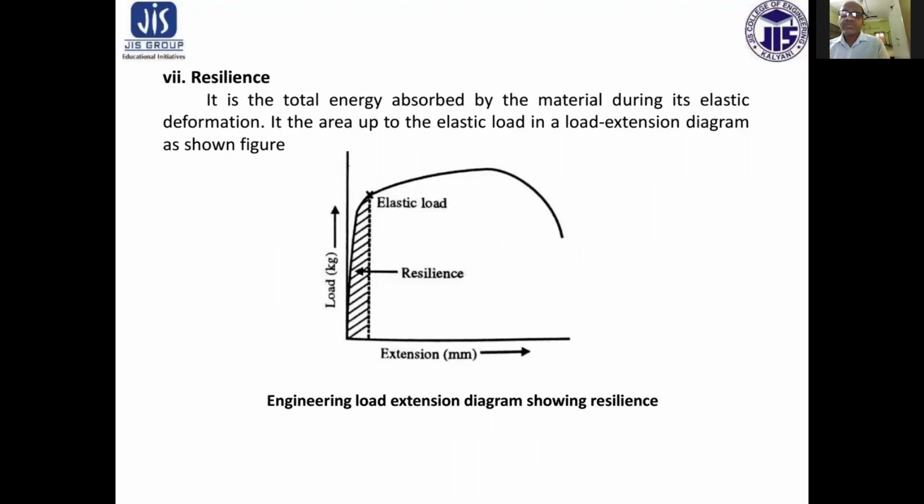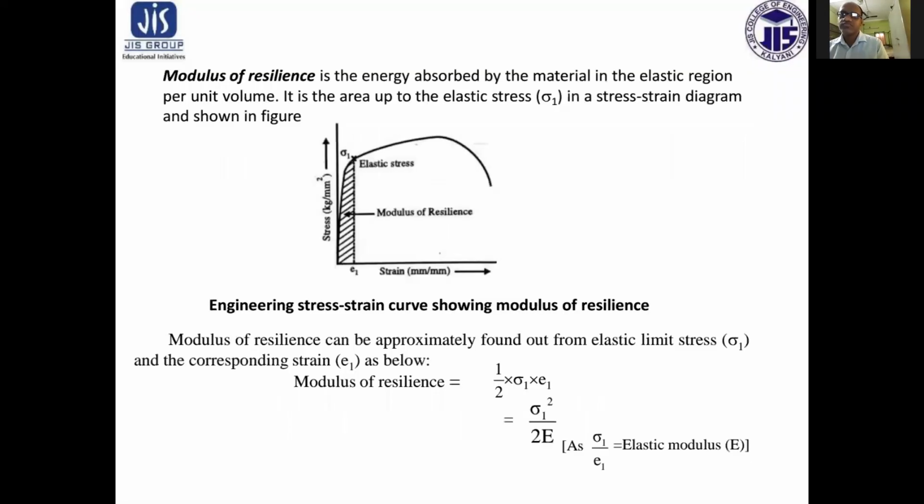Resilience. The total energy absorbed by the material during its elastic deformation. It is the area up to the elastic load in the load extension diagram as shown in the figure. Modulus of resilience is the energy absorbed by the material in the elastic region per unit volume. It is the area up to the elastic stress in a stress strain diagram as shown.